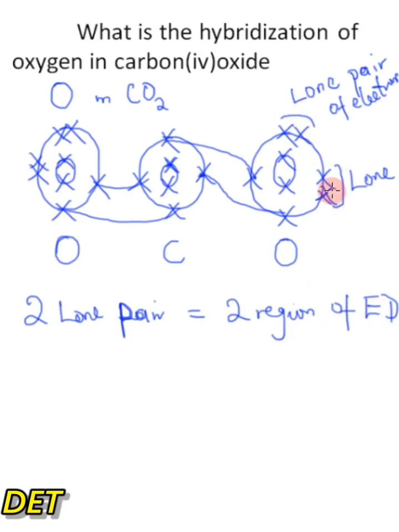So we have two lone pairs of electrons. This is a lone pair of electrons. This is another lone pair of electrons, making it two lone pairs of what? Electrons. And that is equal to two regions of electron density.